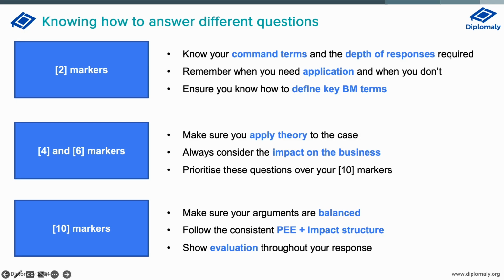Now, your 10 marker body paragraph should operate very similarly to the 4 marker paragraph. You should use the same PEE plus impact, or point, evidence, explain plus impact structure as you do in the 4 marker, while adding more detail where possible. Doing this consistently will get you at least a 6 out of 10 on the 10 marker essay. Now, if you want to move yourself into the 7 to 8 mark band, you should show consistent evaluation in your essay. What this means is that you consider the short run and long run implications of your points and their impacts throughout your essay, not just in the conclusion.